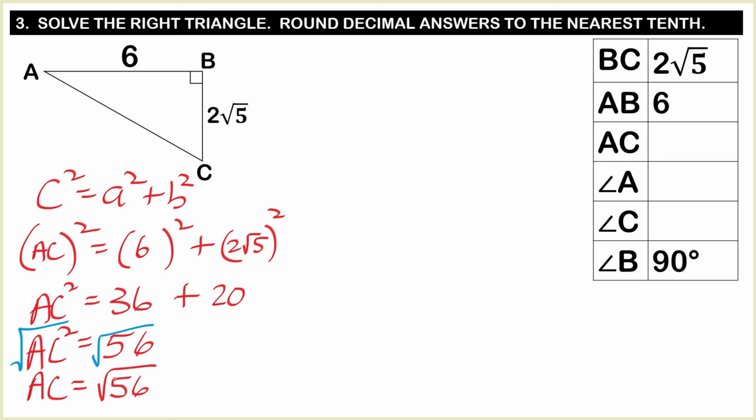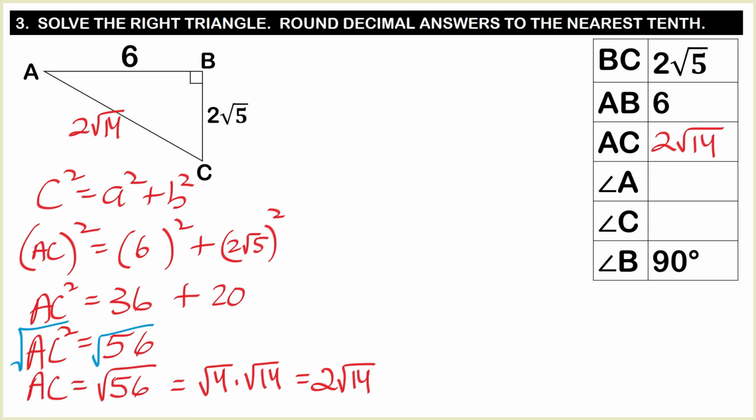Now to simplify the square root of 56, I have to look for the biggest perfect square factor that can go into 56, and that biggest perfect square factor is 4. So this becomes the square root of 4 times the square root of 14, which is 2 root 14, and that is the length of my hypotenuse AC.